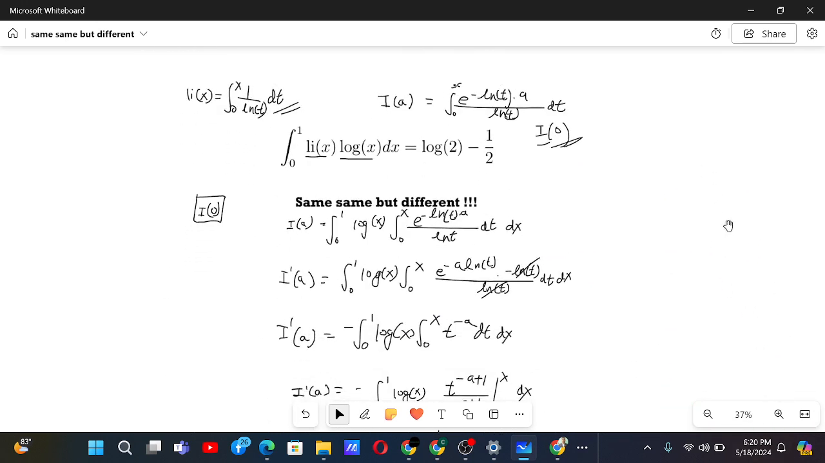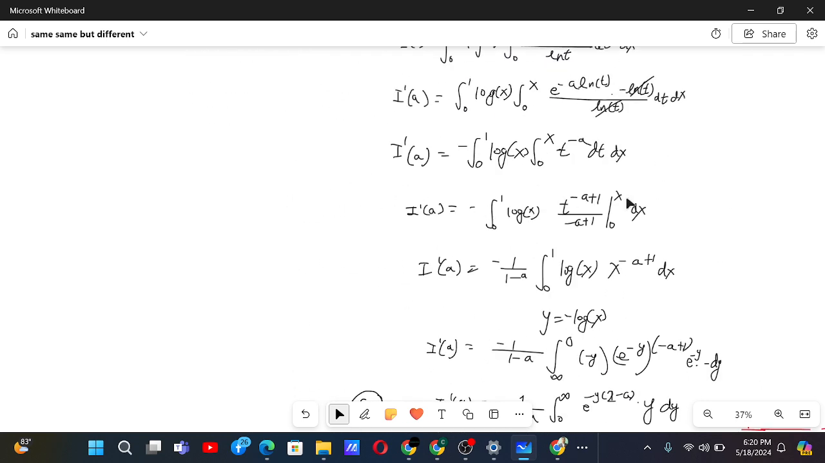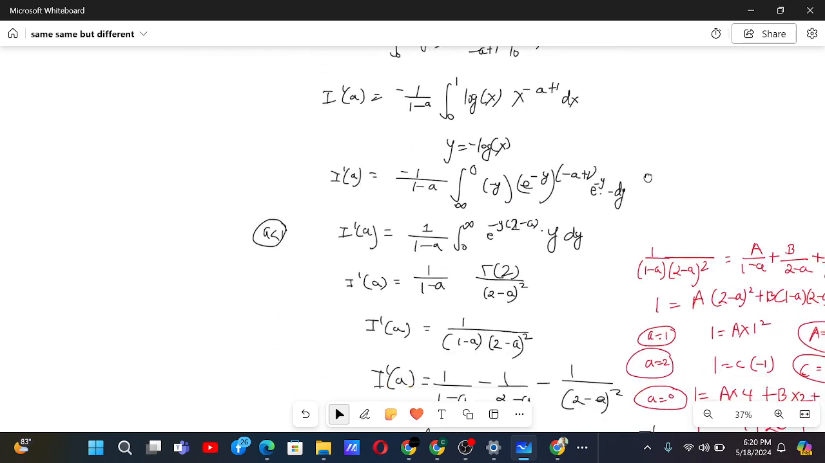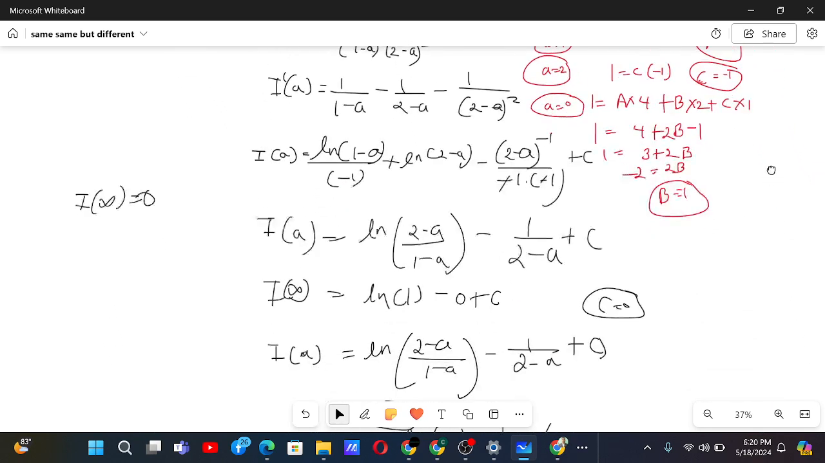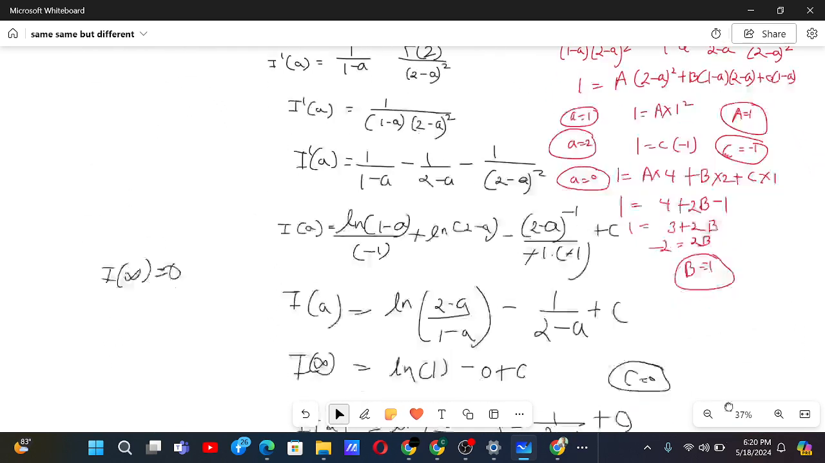And this was a pretty interesting integral, the product of the Li and the log, and this is a super amazing problem. We just used the normal trick that we have been using from the very beginning, and all of this was just the gamma function, partial fractions and normal integration. So that was it.